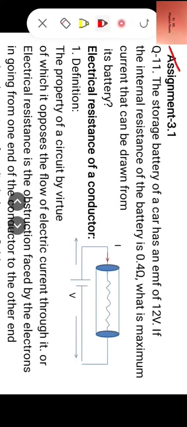Assignment 3.1 continued. Question number 11. The storage battery of a car has an EMF of 12 volt. If the internal resistance of the battery is 0.4 ohm, what is maximum current that can be drawn from its battery?